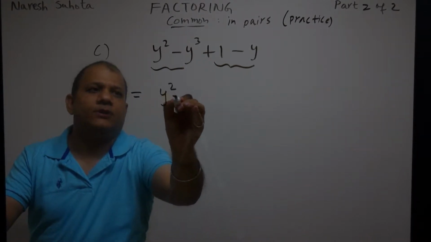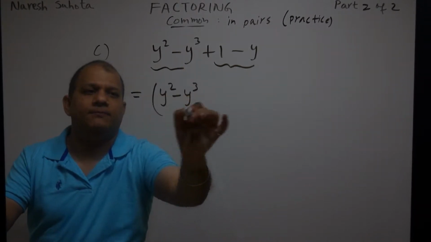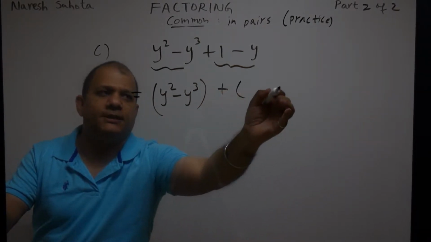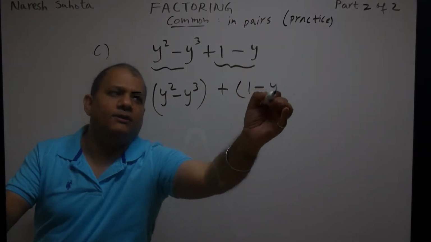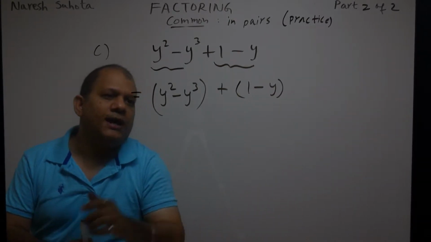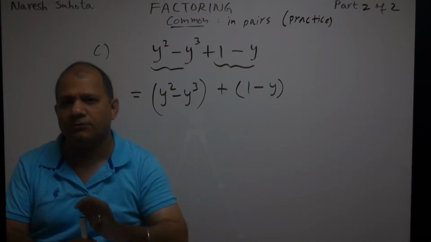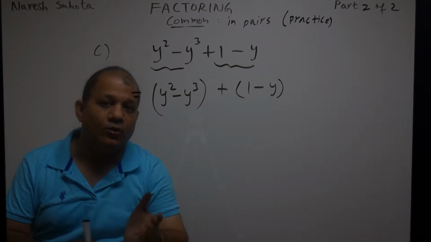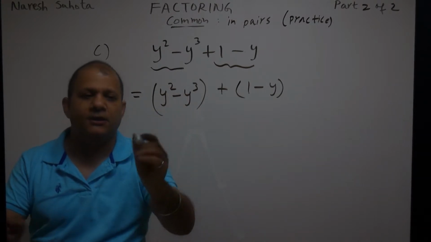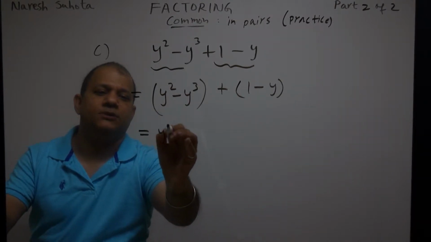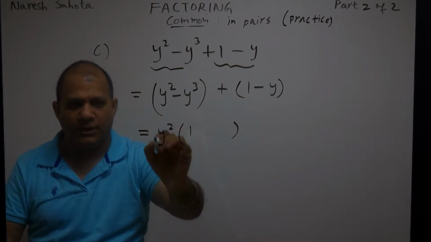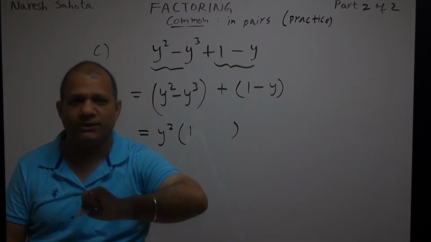Okay, so y squared minus y to the 3, I still want to put it in brackets. I always want to have a plus here, and 1 minus y is my second pair. Now from here, what can I pull out? Y is common. We always pull out the lowest exponent, right? So we have y squared, y to the 3. So y squared is the lowest exponent. What am I left with? A factor of 1. Y squared times 1 gives me y squared.